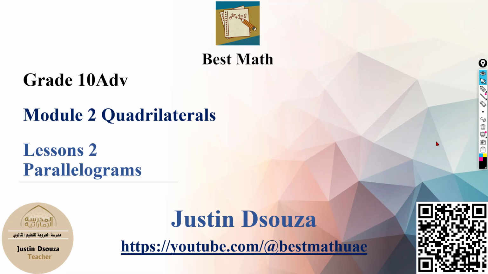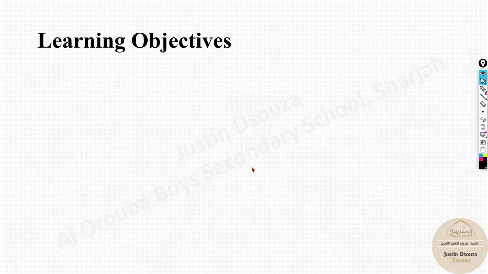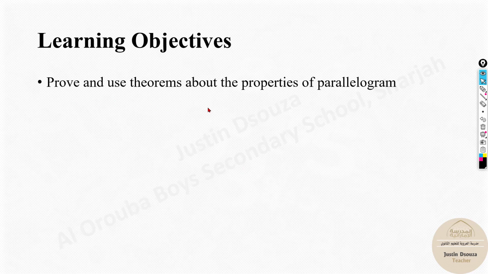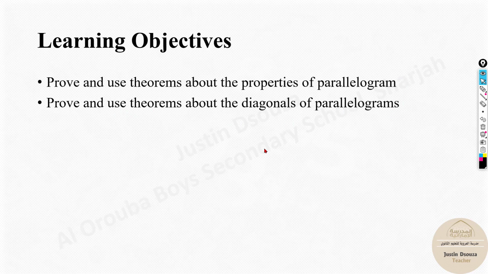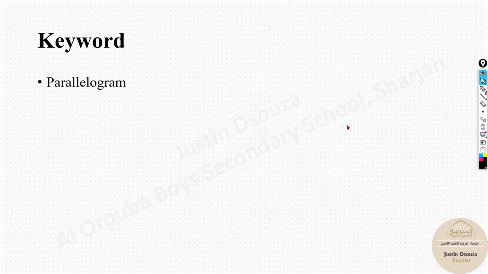We now move on to the second lesson of the second module. Module 2 is quadrilaterals, and now we will learn about parallelograms. The learning objectives of this lesson are to prove and use theorems about the properties of parallelograms and to prove and use theorems about diagonals of parallelograms. We will look into both of these objectives in this video, and the keyword is parallelogram.